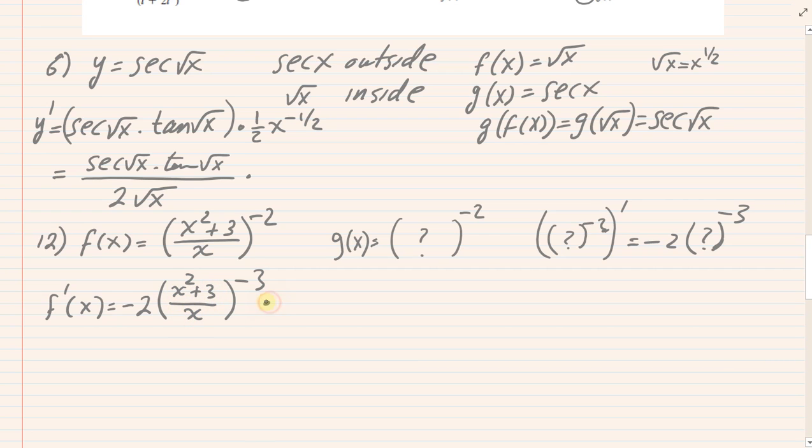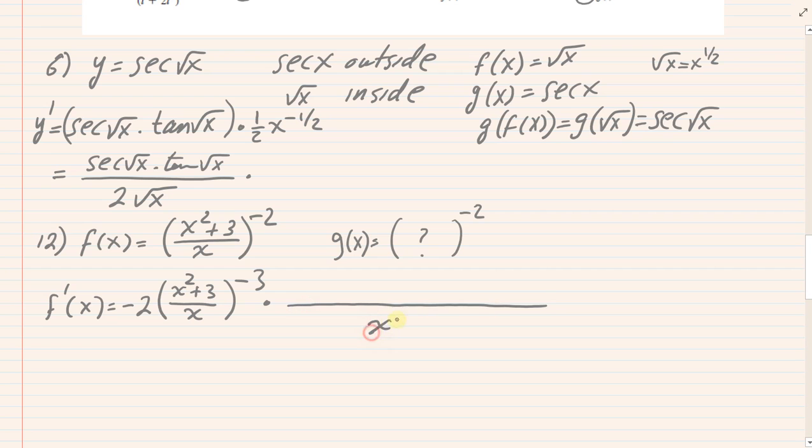Now, here's where the chain rule kicks in: the derivative of the inside function. So what is the inside function now? Of course, it's the fraction x squared plus 3 over x. For that, I have to use the quotient rule, don't I? So I'm going to square the denominator and repeat: denominator times derivative of the numerator minus numerator times derivative of the denominator. And again, that denominator, not the one that we just squared. And there we have this one.